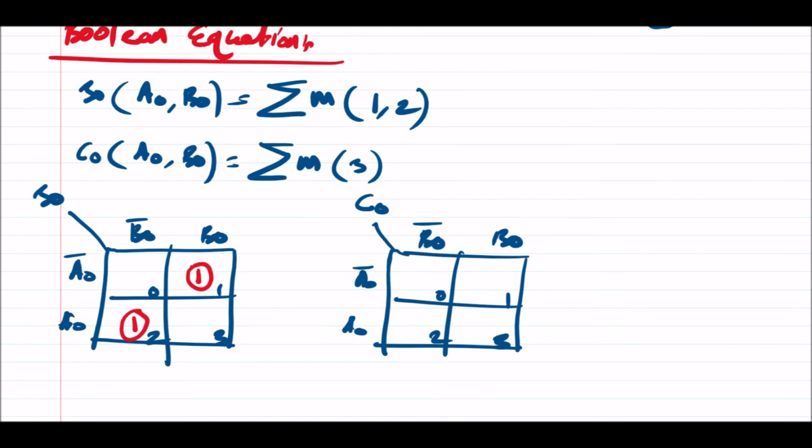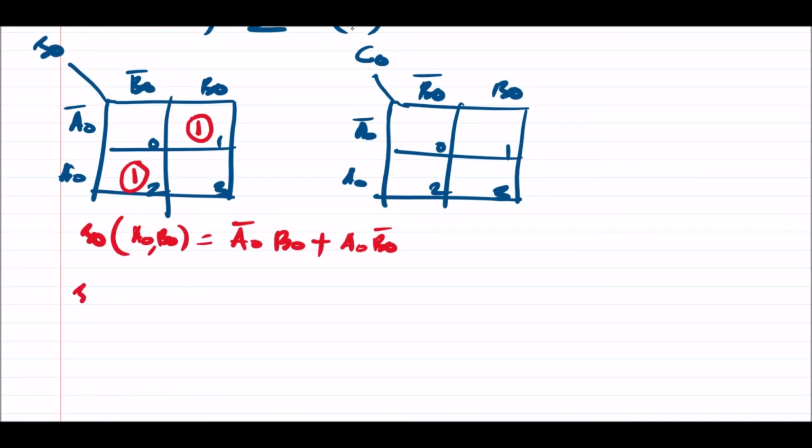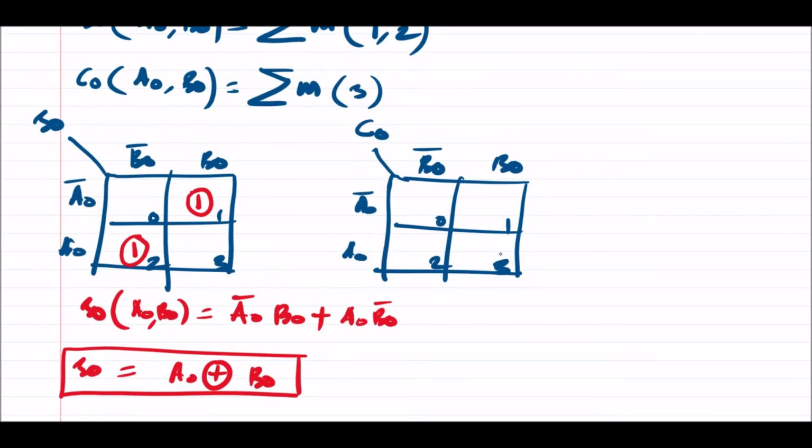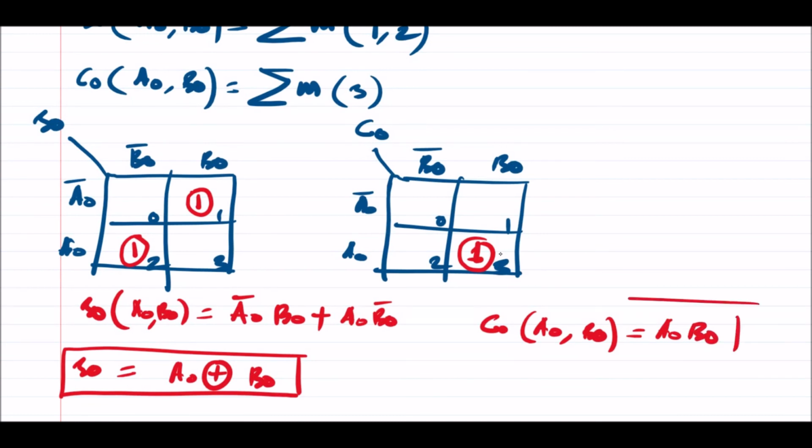So we can write S0 is equal to A0 complement B0 plus A0 B0 complement, which can finally be written as S0 is equal to A0 XOR B0. So this is the Boolean equation for sum. Let us find the Boolean equation for carry. C0 is equal to min term 3. So we put 1 over here, and the value of carry C0 with variables A0, B0 is equal to A0 B0. So this is the Boolean equation for carry.